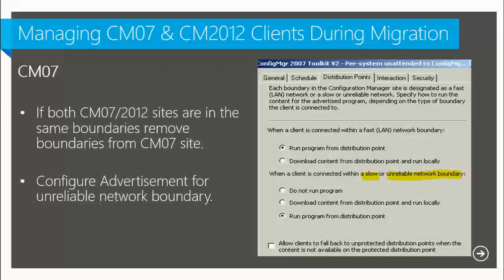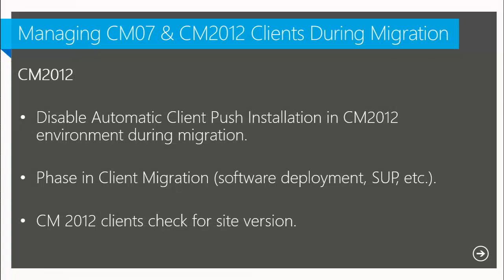All right, so what do you do? You can remove the boundaries for the 2007 site, and then you can use this setting for all your advertisements. Again, this is just temporary, right? You could use that option. And so how do you manage the clients doing this? And what do you do for the 2012 site? You can disable automatic client push because you may have some 2007 clients out there you're not ready to automatically get installed with the 2012 site.